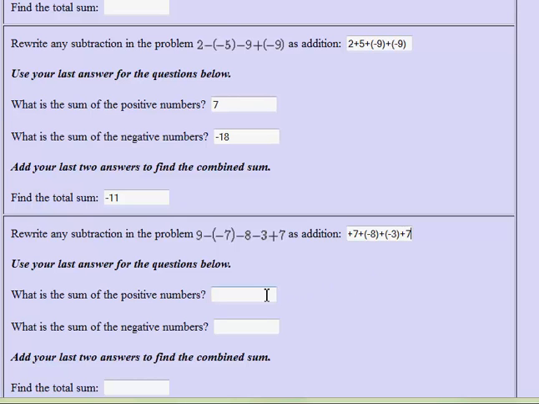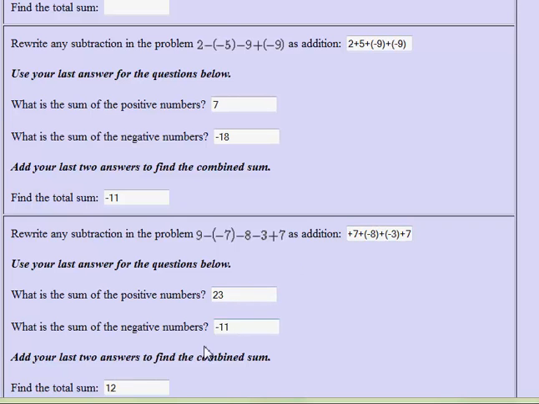When we added the positive numbers together, we got 23. When we added the negative numbers together, we got negative 11. And our final sum was positive 12. Notice that even though I had to put any negative numbers in parentheses in the first answer box, I need not do that afterwards.